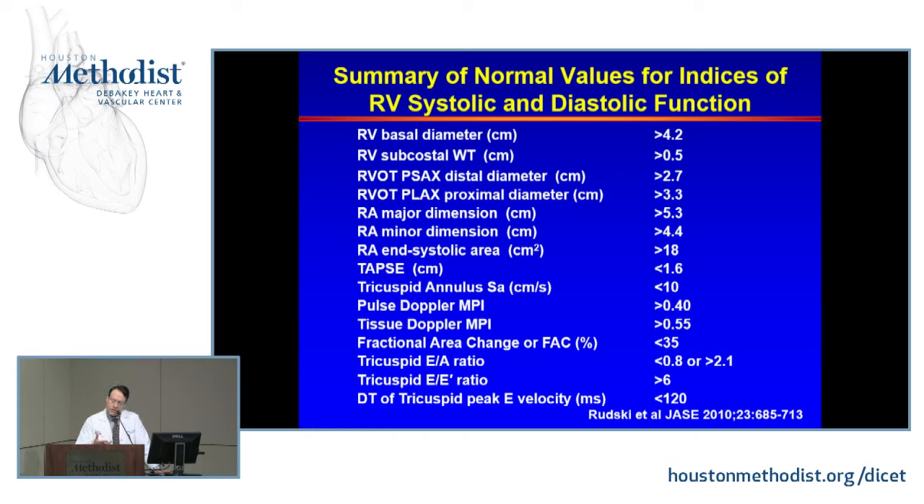And again, this is dependent on the size of the patient. Subcostal view is what you use to get wall thickness, and a wall thickness that is abnormal for the RV is one that exceeds 0.5 centimeters. Fractional area change less than 35% is what denotes RV dysfunction. I believe by CMR, the cutoff is like a 45 EF for the RV.